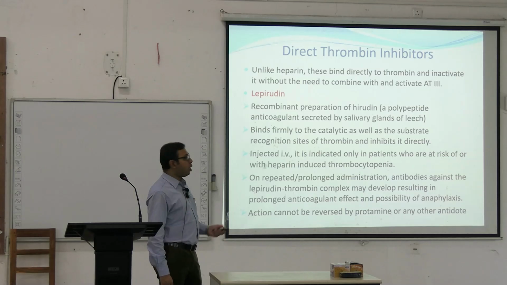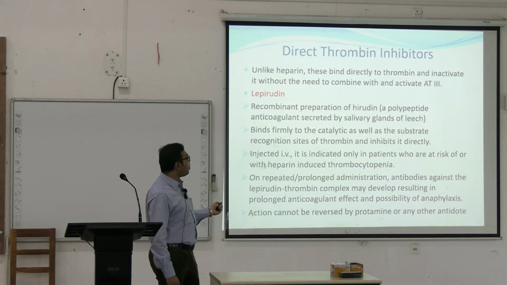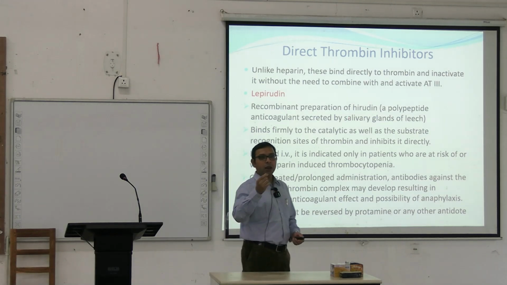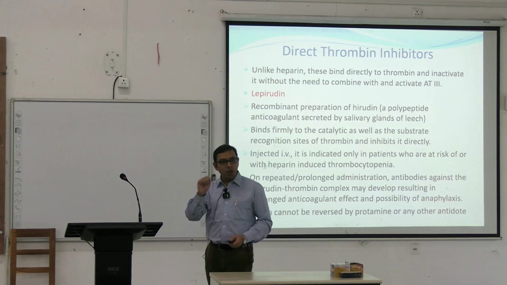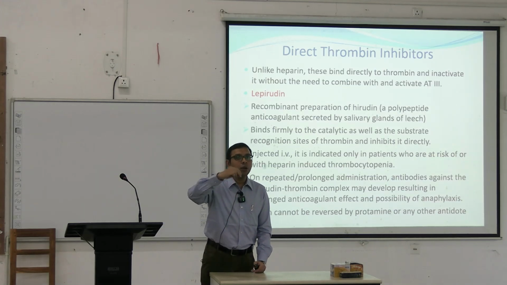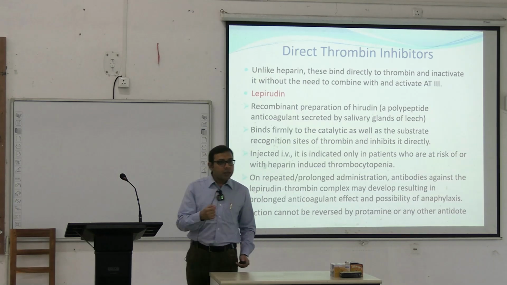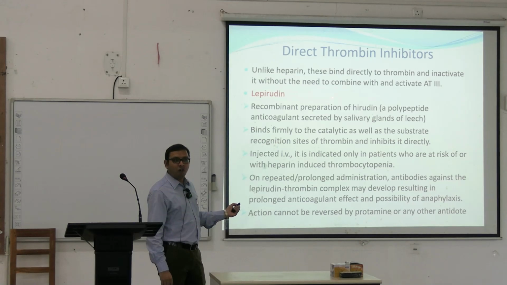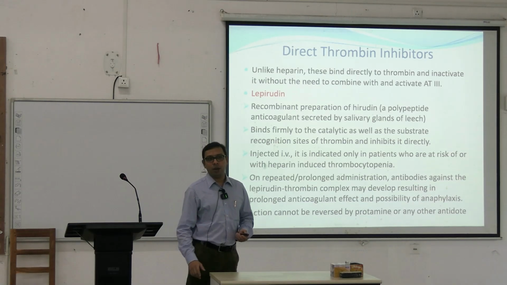Like lepirudin. Lepirudin is a recombinant preparation of the hirudin, which is a polypeptide anticoagulant secreted from the salivary gland of the leech. So the leech mainly in the salivary gland contains hirudin. That's why there will be anticoagulation. That's why the bleeding will continue if the leech attaches to our skin. So from this hirudin, we are basically preparing the recombinant form. This is known as the lepirudin.